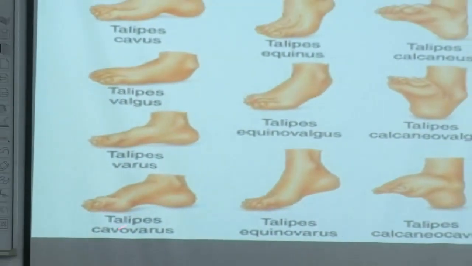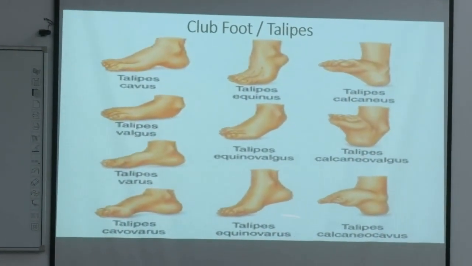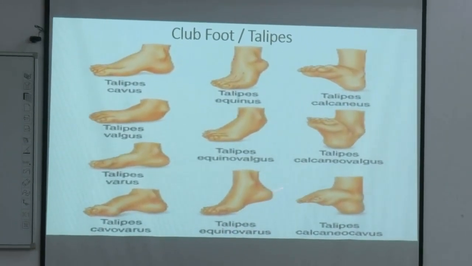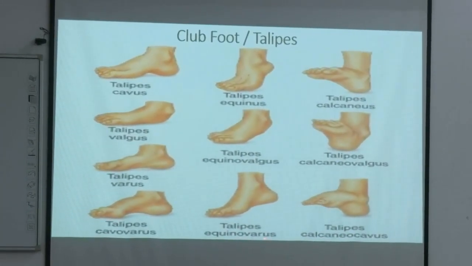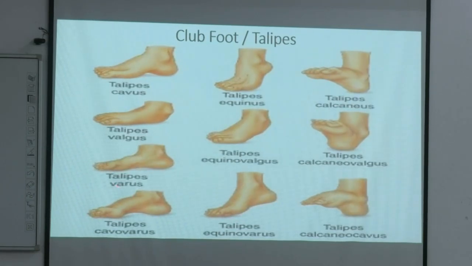This is talipes varus, that means the foot is inverted. Talipes cavovarus, cavus and varus, both components are present. Here is equinovarus, equinus, that is the heel will be up, and the varus component is present. This is varus, inversion, and talipes calcaneovarus, calcaneum and varus. Talipes cavus, the high arch of the foot is present. So these are the different types of club foot or talipes.